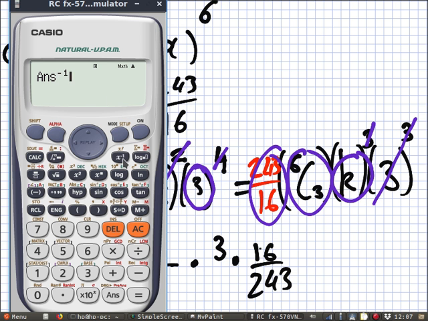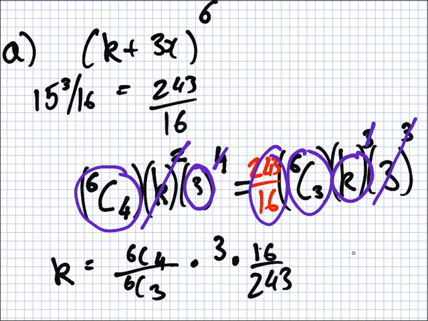Flip that, times 3, times 6C4, divided by 6C3. 4 over 27. That's 4 marks. It was a bit tricky, wasn't it?